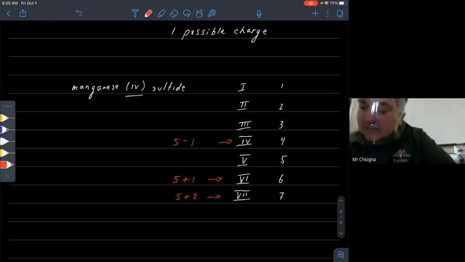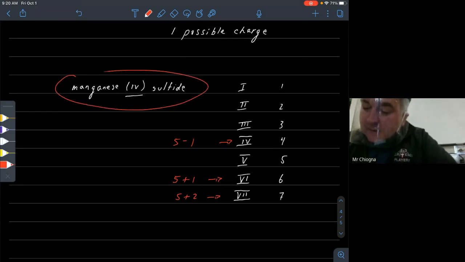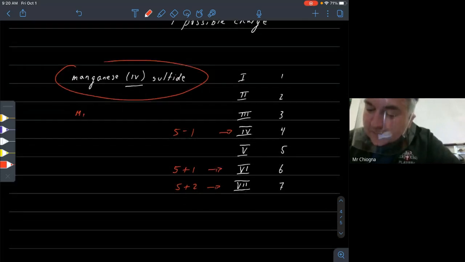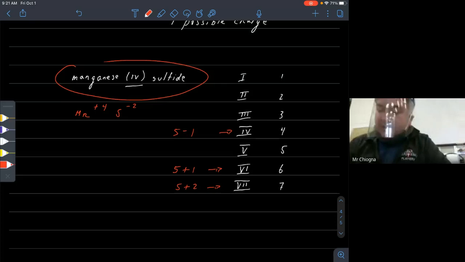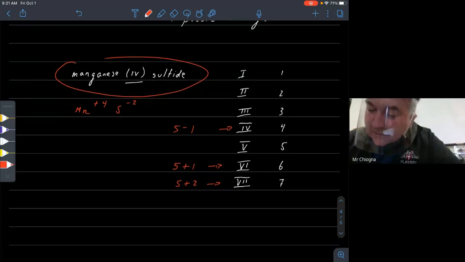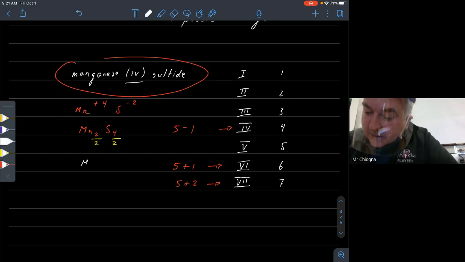Okay, back to this. So write it out. Mn, pardon me. Mn is manganese, +4. Sulfur is -2. There's your 2-4 ratio. We're going to reduce it in a minute here. So crisscross, you get Mn2S4. Then you reduce it. Divide both by 2. And you get MnS2. That's your final formula.